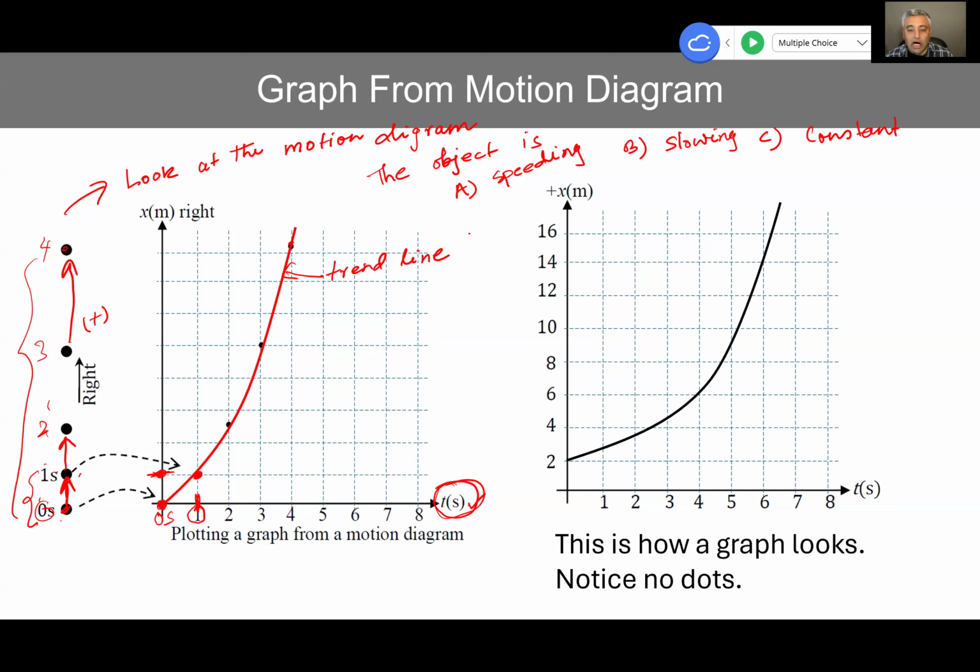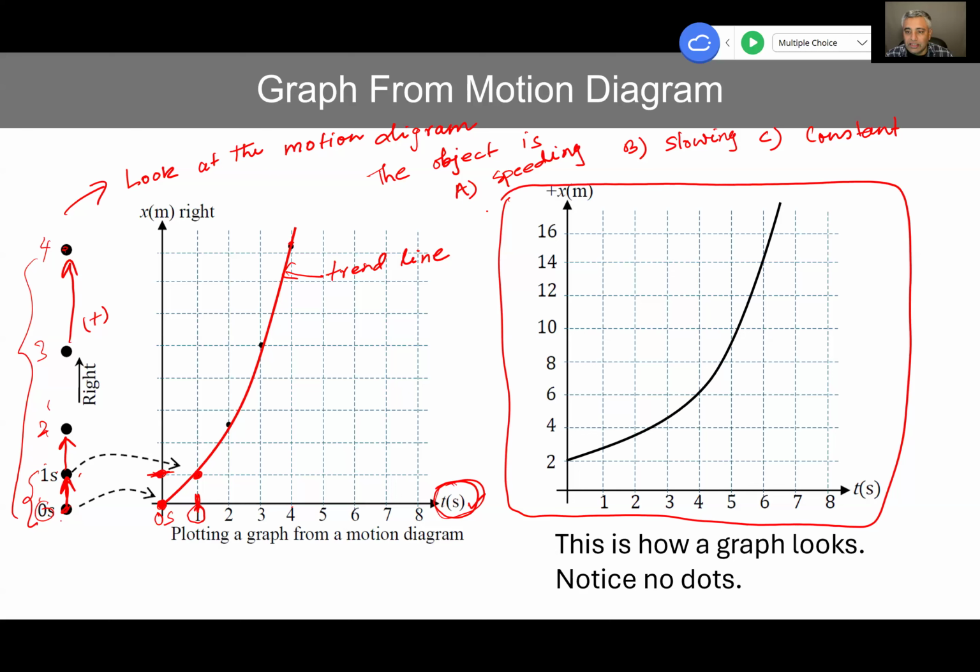So a graph may have just a line. There may not be dots. When we are doing an experiment and making a graph from the data, you may have dots like this, okay? But usually this is how the graph looks. There are no dots, just a line or curve, okay? That's how it looks.